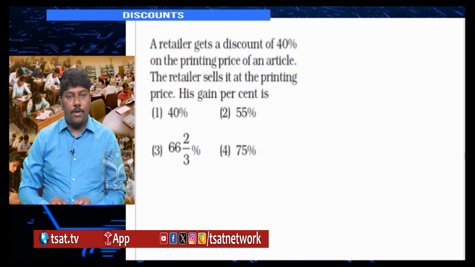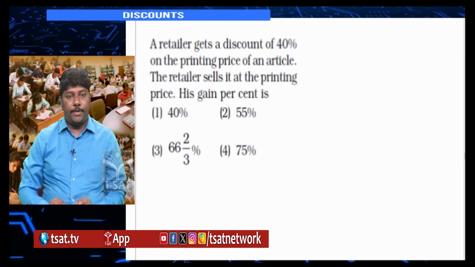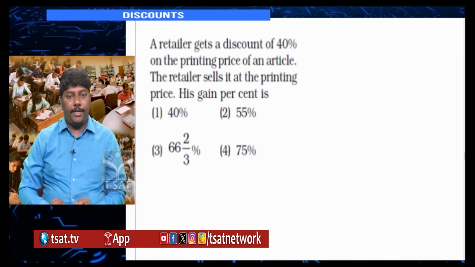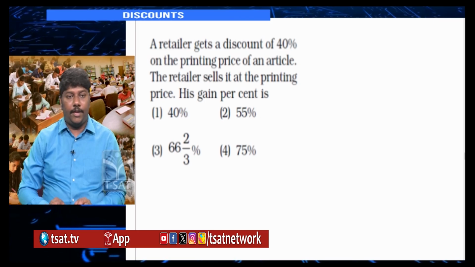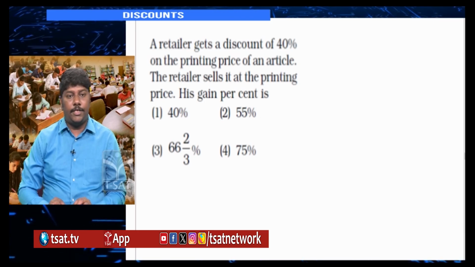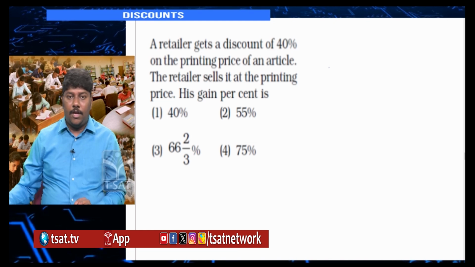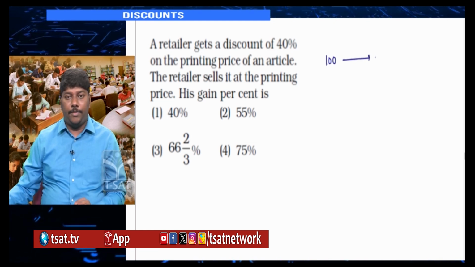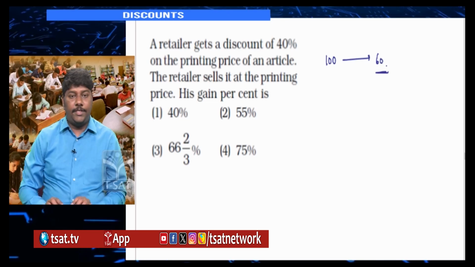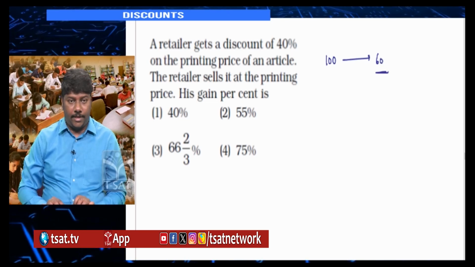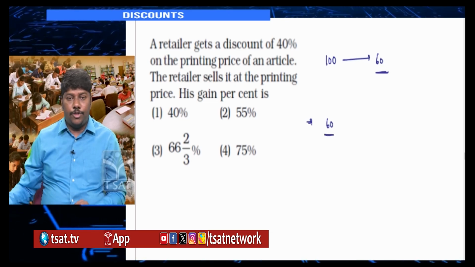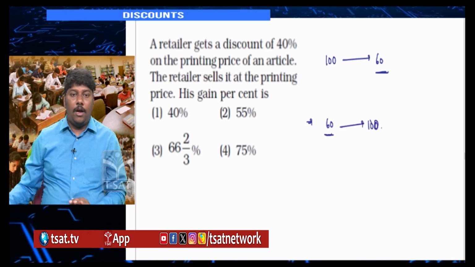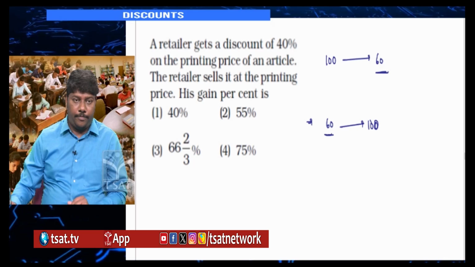Next question. A retailer gets a discount of 40% on the printing price of an article. The retailer sells it at the printing price, his gain percent is? See, generally a retailer gets a discount of 40% on the printing price. Assume that the printing price is 100. He gets a discount of 40, means 60. The retailer sells it at the printing price. If this costs 60 rupees, if you buy it for 60 and sell it for 100, how much is your profit percentage, is what it is asking you.